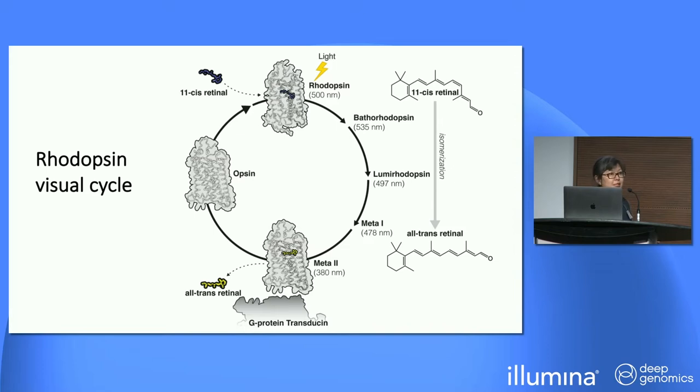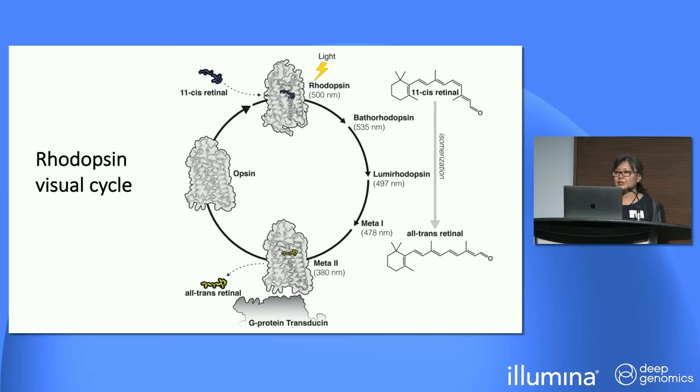In order to reset the system, you need to have the diffusion out of the binding pocket of the all-trans-retinal, and then a rebinding of a new 11-cis retinal into the binding pocket in order to reset the system to allow for vision to proceed. All right? So we know quite a bit about these processes. These really fast ones are much more difficult to measure, but we can measure some of these slower processes, such as the diffusion of the all-trans-retinal and the rebinding.